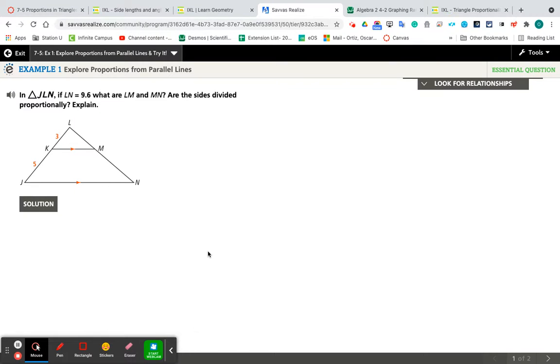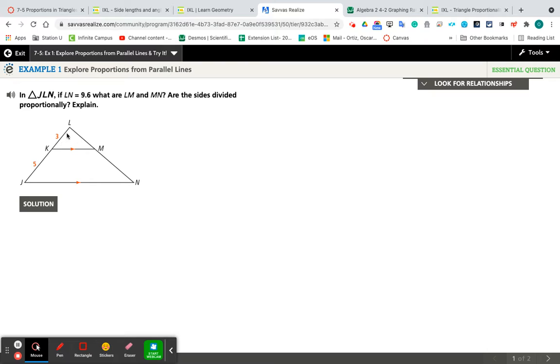An easy way to check that two triangles are similar is by checking that their angles are congruent. On the one hand, please remember that when we have two parallel lines like KM right here and JN, if they are parallel, then they form with a transversal LJ these two angles that are called corresponding, and those two are congruent due to the fact that the lines are parallel.